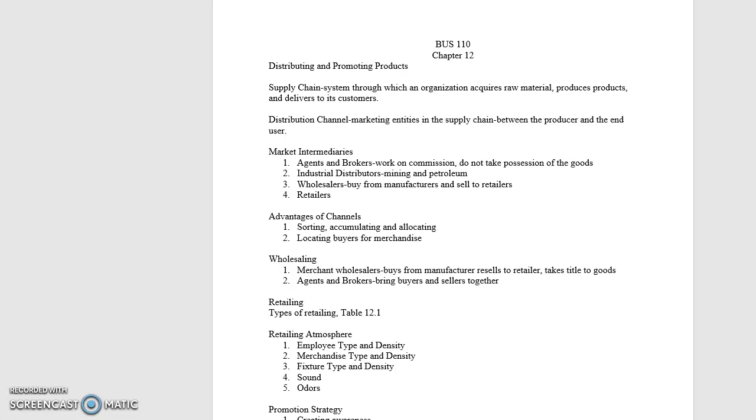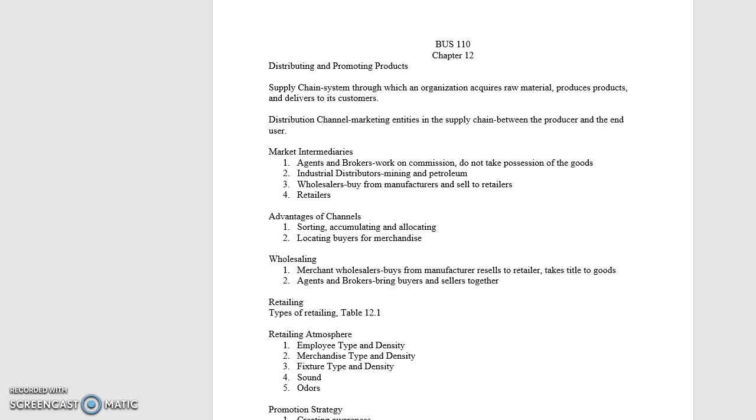So one of the things that I want you all to understand is what a supply chain is. You hear a lot about supply chain management, and there's problems with the supply chain, but all a supply chain is, is when an organization gets the raw material, it produces the product, and then it delivers it to the customer. So there's several steps along the supply chain, but it's a system where the organization does all that.